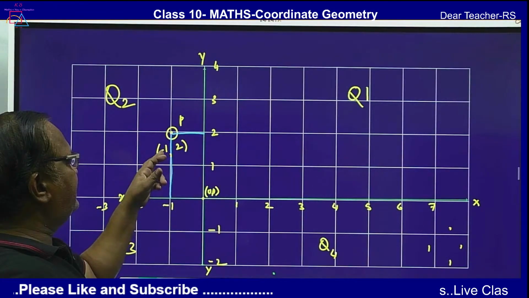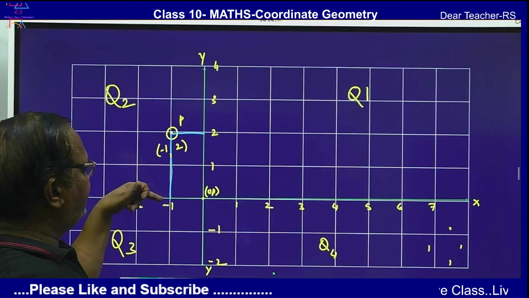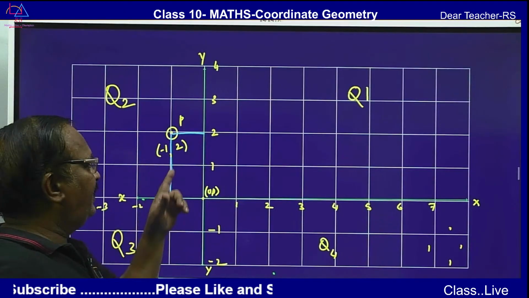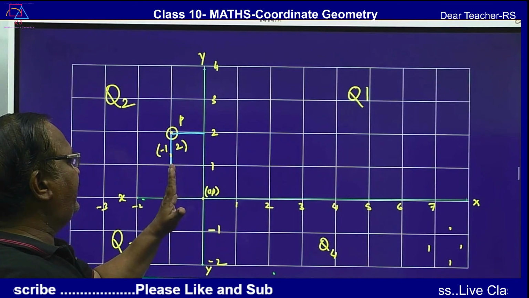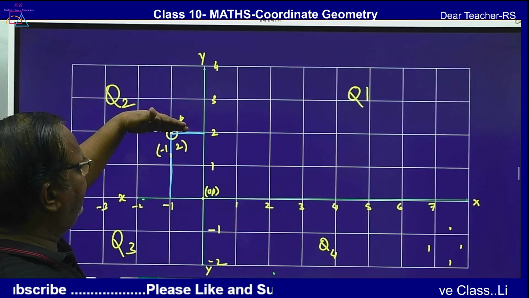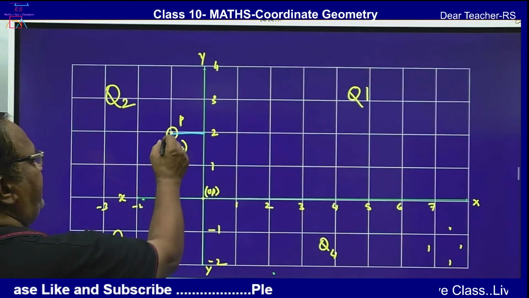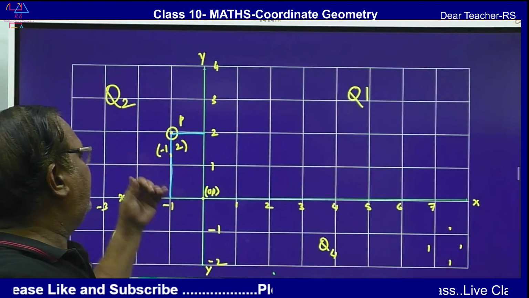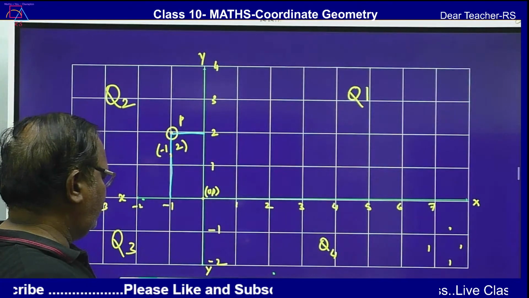So that means the x coordinate represents the distance between the y-axis and the point, and the y coordinate represents the distance between the point and the x-axis. So understand it properly. So this P is located in the second quadrant at minus 1, 2. So we got the location. This is how a coordinate plane is used.